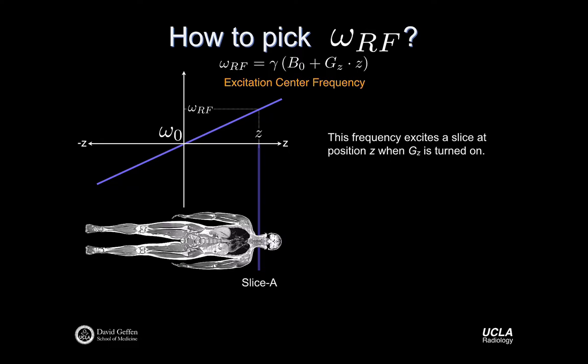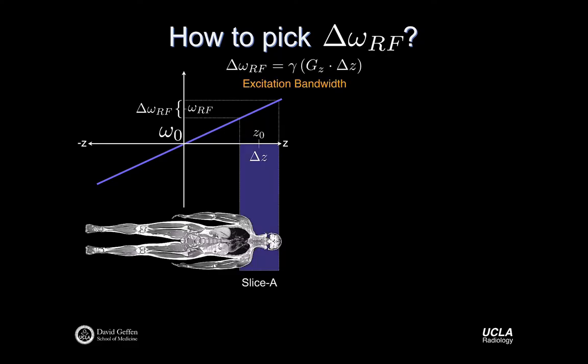So I won't spend too much time on this because this is just a review, but how do we pick the center frequency? Well, the center frequency for our RF pulse has to correspond to the slice that we actually want to excite. When we turn on a gradient, we get a range of Larmor frequencies, right? At isocenter, we just have the normal Larmor frequency, but as we get farther and farther from isocenter, slice A, for example, is at a higher frequency. We just have to tune that center frequency to match this particular slice. And then it stands to reason as you tune up or tune down that RF center frequency, you can excite different slices in the body. So that's one way to adjust the slice that's being excited.